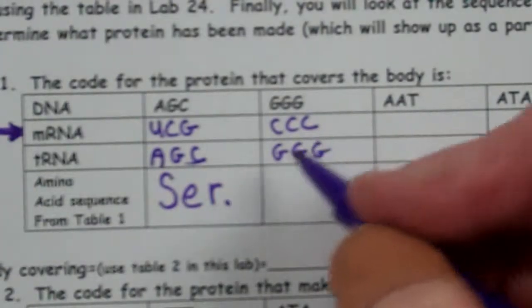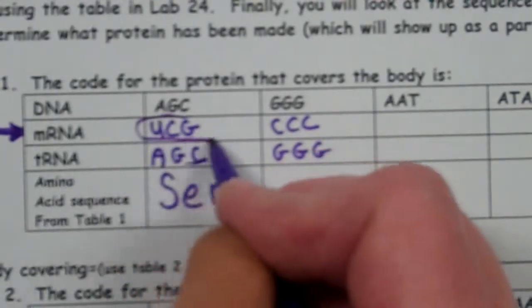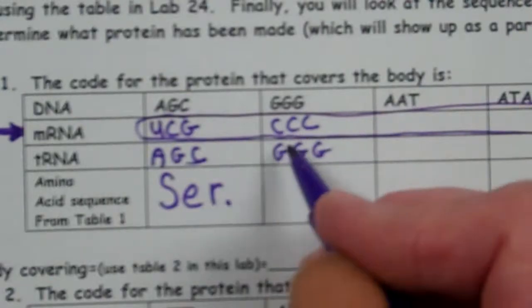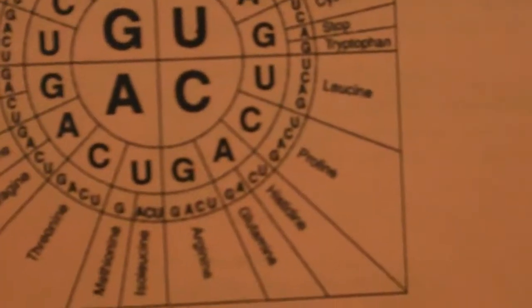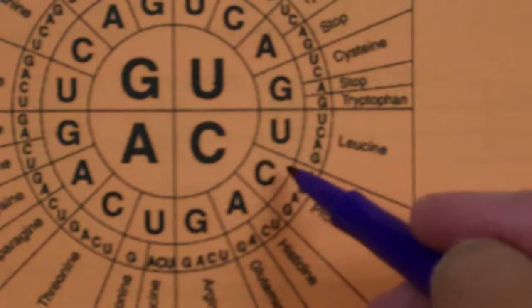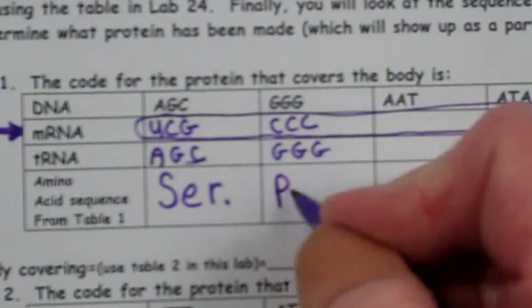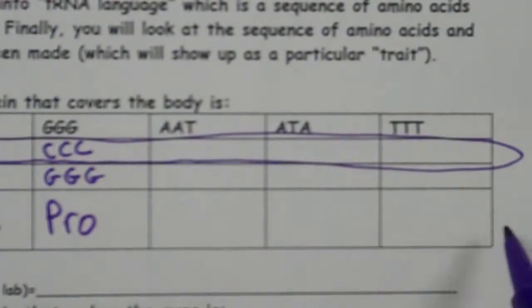Okay, now we have to look up, again, the mRNA. So you might even want to do something like this on your paper. All right, we're now looking up CCC on my codon wheel. So I start in the middle. C to C to C is proline. So I write down proline, okay? Now, I'm going to get a big, long sequence. It will go all the way across here.